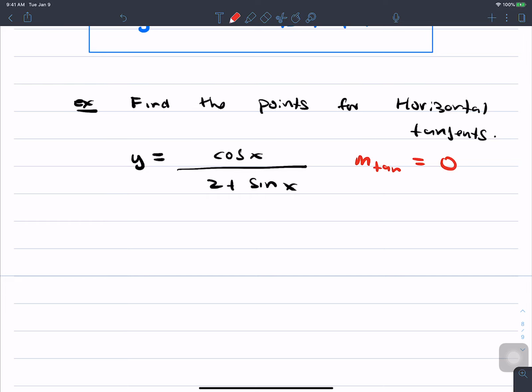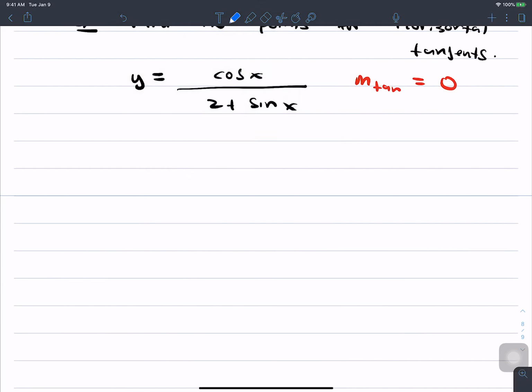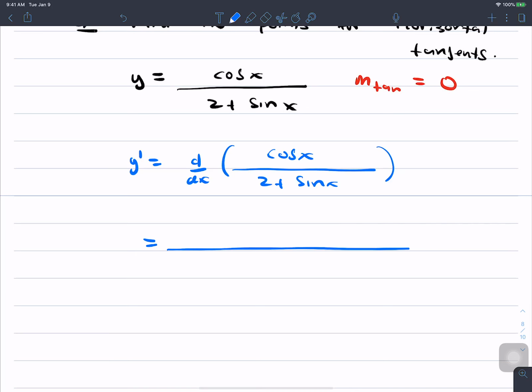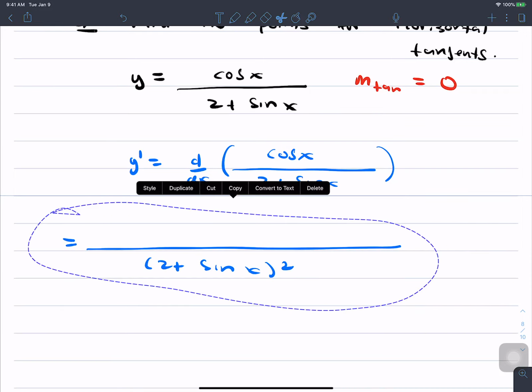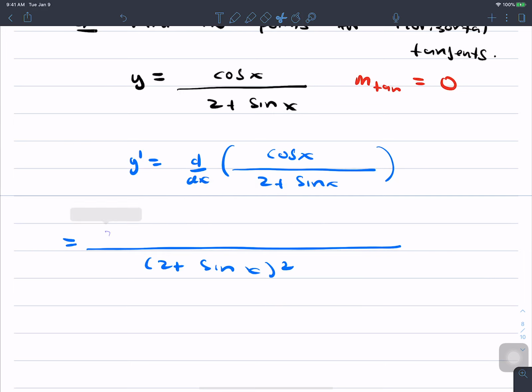So essentially we have to find the derivative of this function and set it equal to 0 and solve for x. So looks like we have a quotient rule question. So 2 plus sine x squared. Quotient rule. So we get the derivative of cosine, minus cosine times the derivative of 2 plus sine x.